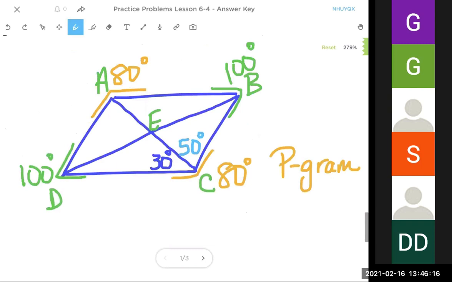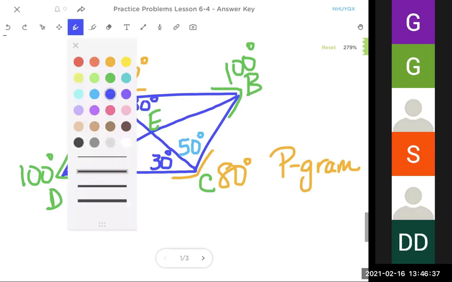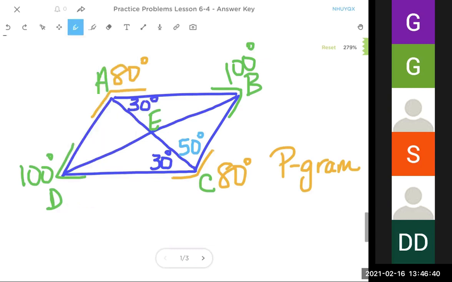Angle AEB is 30 degrees. This angle? No, angle EAB. Okay, EAB is 30. How do you know? Because the alternate interior angles are congruent. So remember, you still have alternate interior angles, so you'd still know that, and you would still know this angle measure is 50.